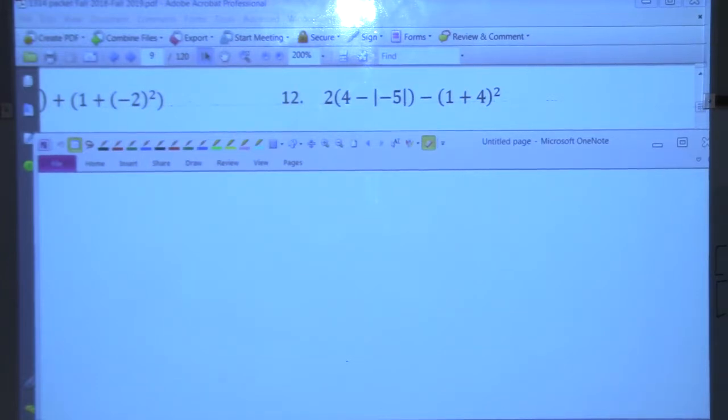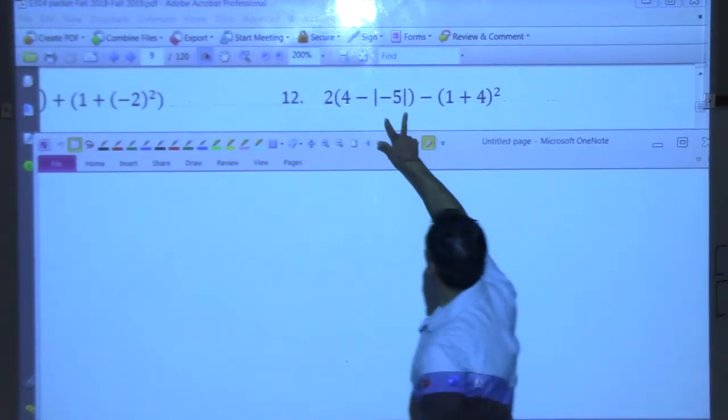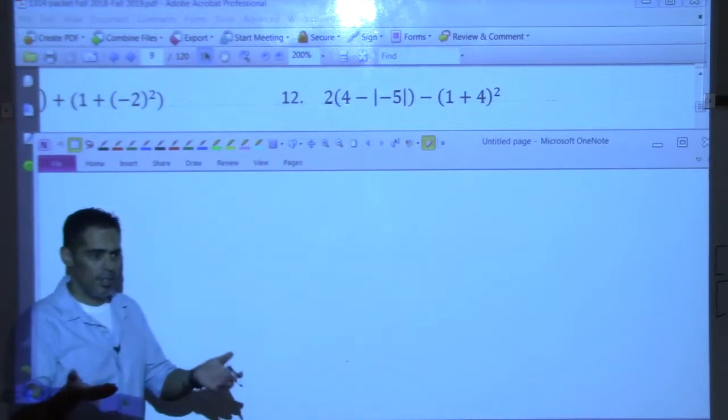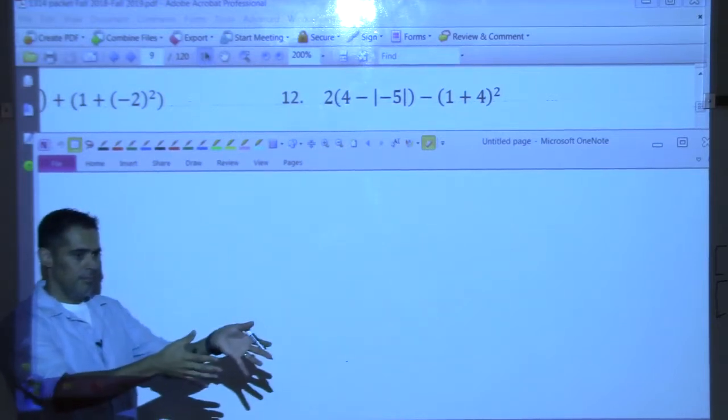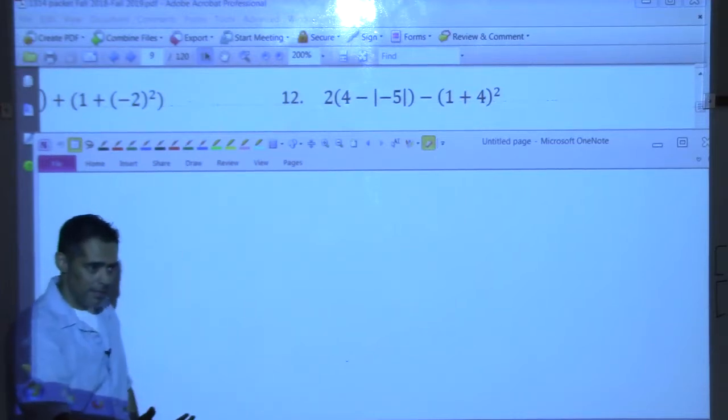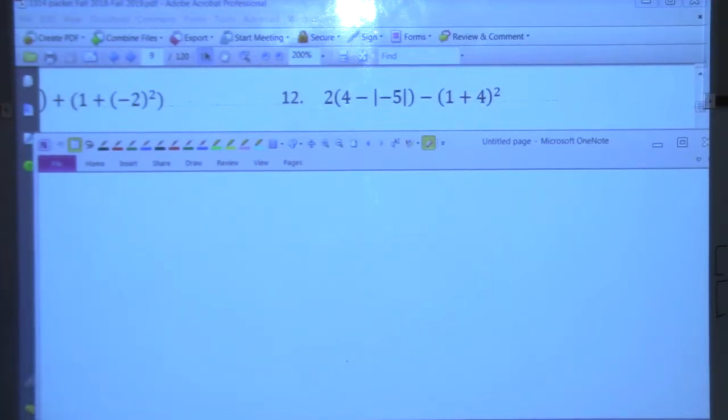Caroline. Am I saying that right? Okay. Number 12, Caroline. What do these bars mean, Caroline? Absolute value. So the absolute value of a number is just that number positive, right? So if you have -5 in there, inside the bars, it turns into +5. Okay, Caroline, what would you like to do first?